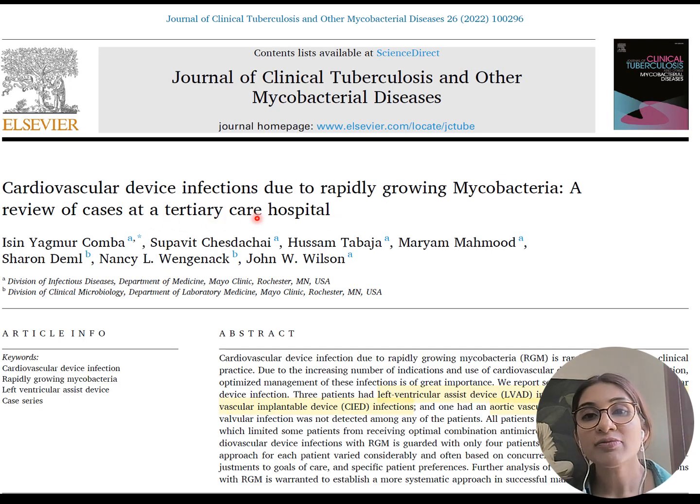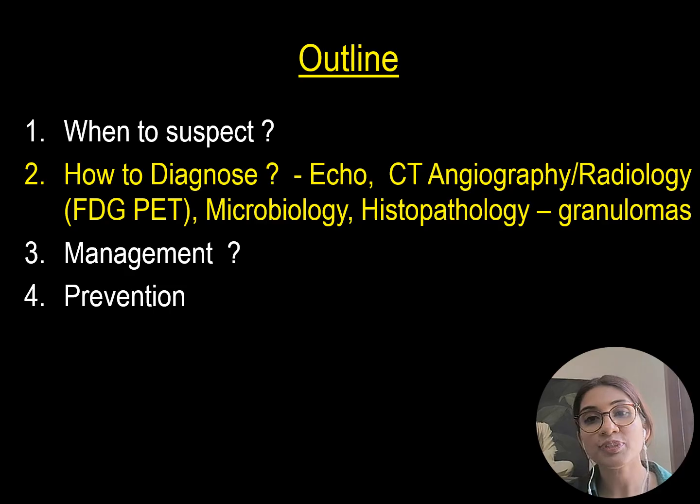Cardiovascular device-related infections due to rapidly growing mycobacteria can also occur following the LVAD as well as the CIED and other implantable devices. And it has also been mentioned following the aortic stenting, as well as in this particular recent publication.